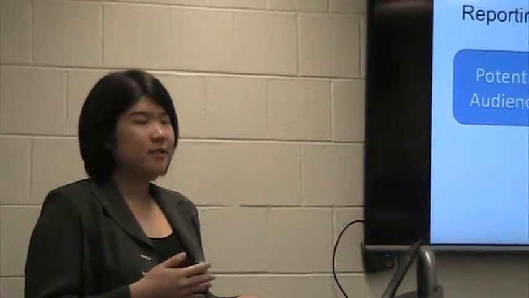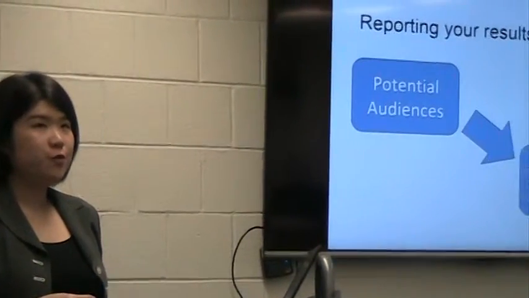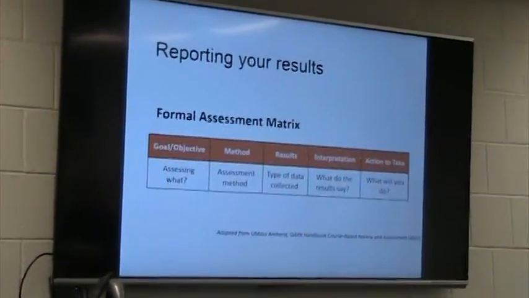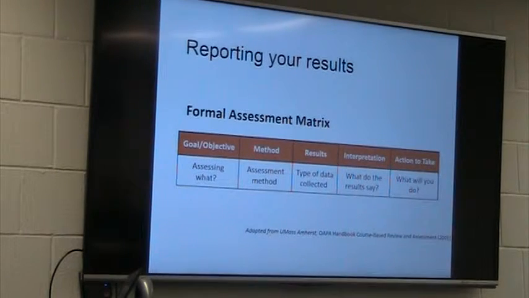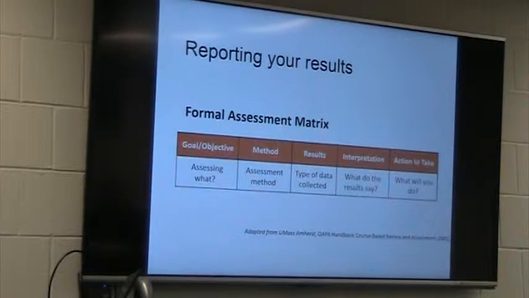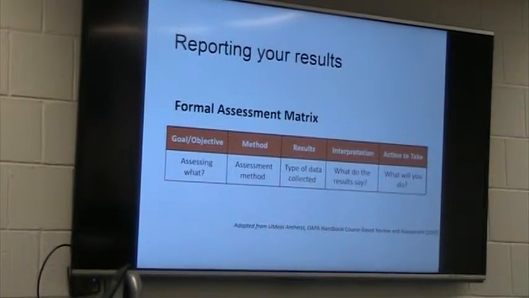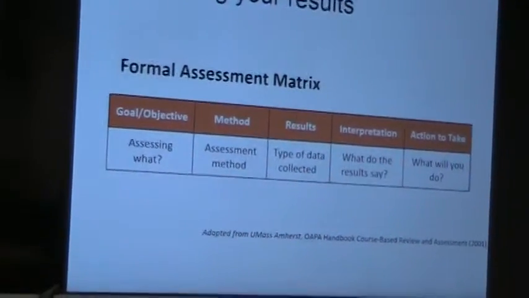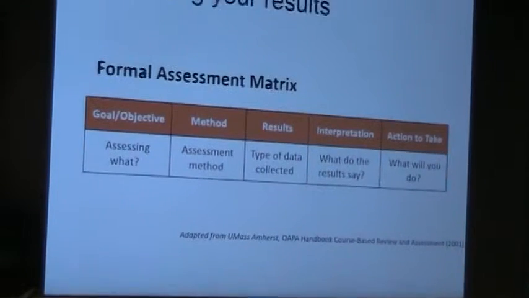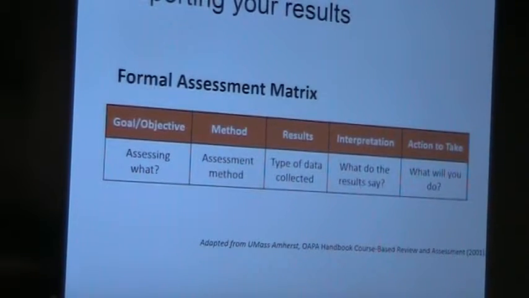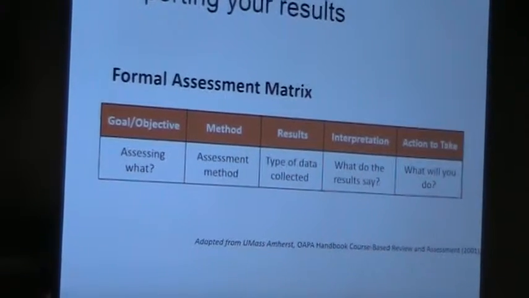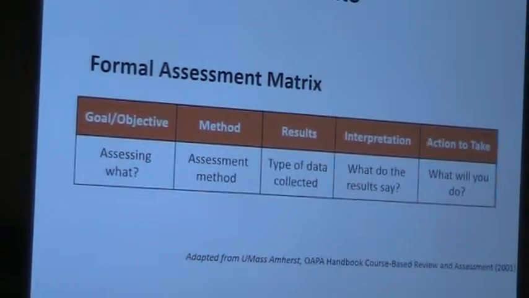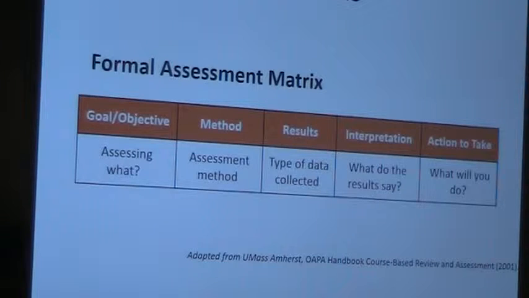So you may ask, is there any guideline that we can use for how to report our assessment data? There are 5 components that you can think about. We talked about starting with goals and objectives, to talk about what we are assessing, what we want to check in terms of student learning outcomes. So you need to identify goals and objectives at the top of your assessment report.